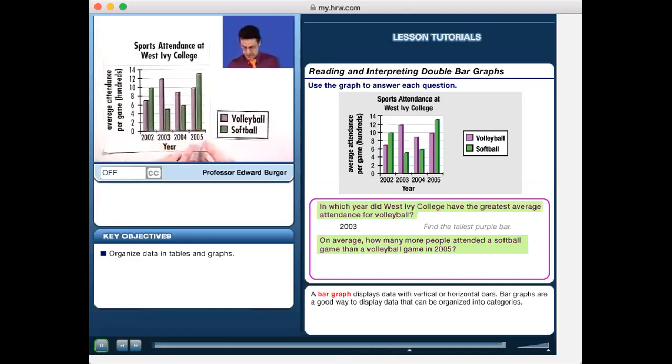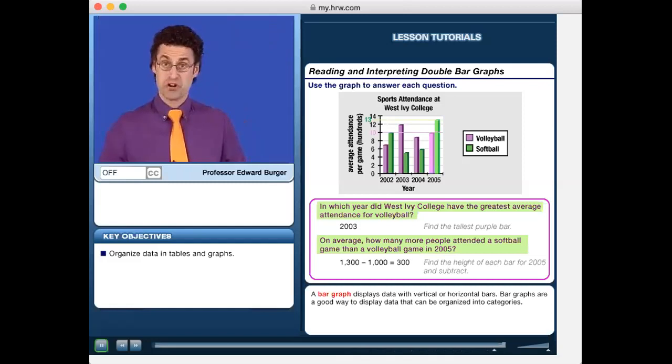So in 2005, we see that, well, it looks like it's about 1,300 people that attended on average softball games, but only 1,000 attended the volleyball games on average. So what's the difference? The difference is 300 people.